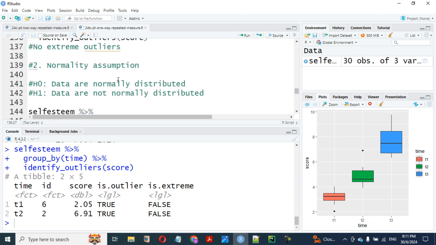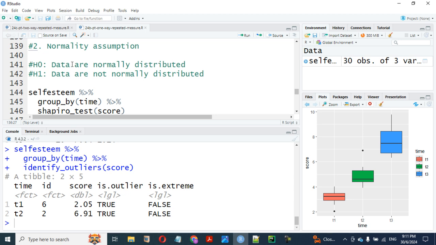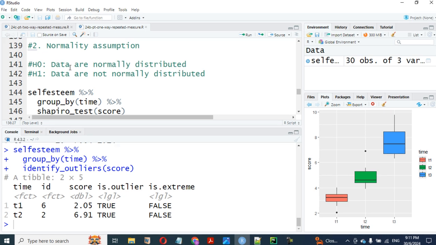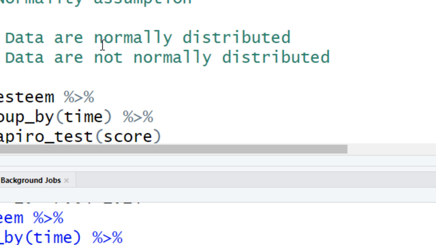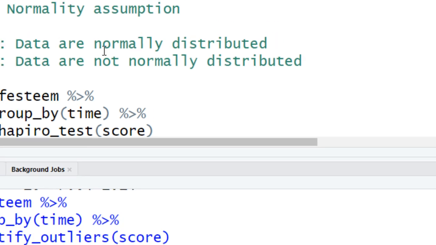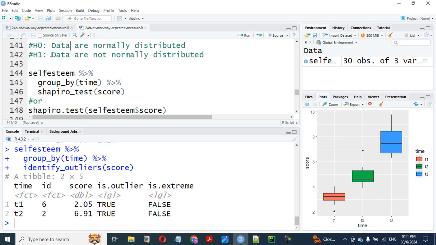So just go ahead. You can go for the second assumption. Don't forget we have been doing the assumption before this particular Shapiro, so we don't need to bother or worry. So just pass your data in. Data are normally distributed, that's H0. Data are non-normally distributed, that is H1, that is the alternative hypothesis. So that is what you have been doing so far.